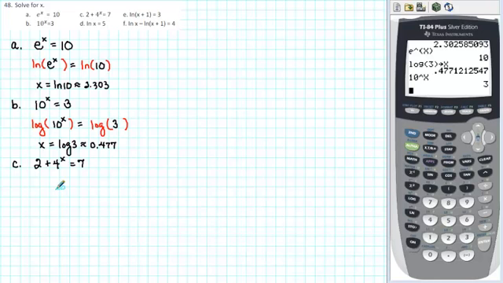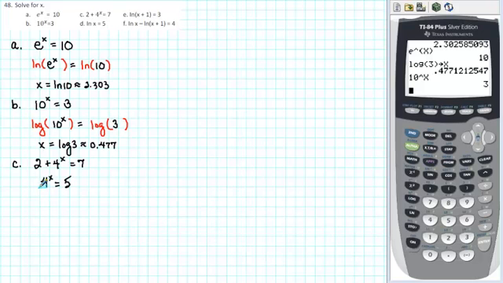For part C, we have the equation 2 plus 4 to the x is equal to 7. This equation is a little bit different than what we had in parts A and B. So what we'll do is first of all subtract 2 from both sides to change it back into the form of A and B. So we'll take away 2 from both sides, and that gives us 4 to the x is equal to 5.